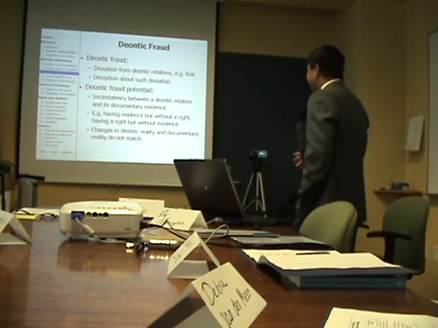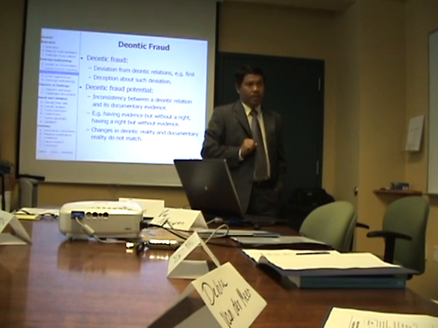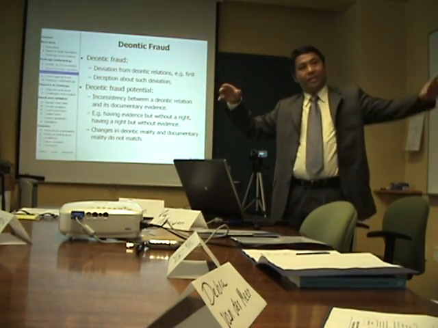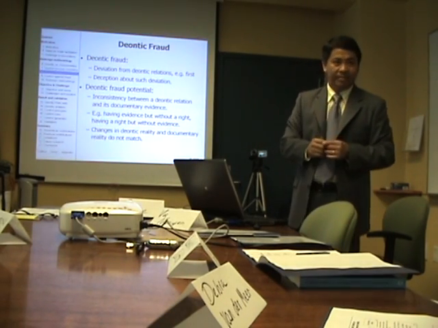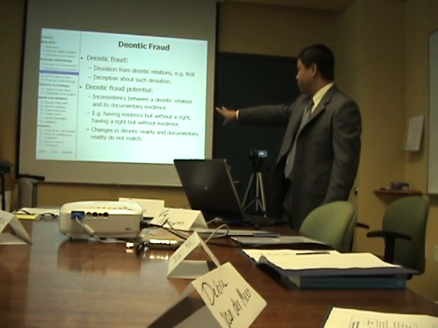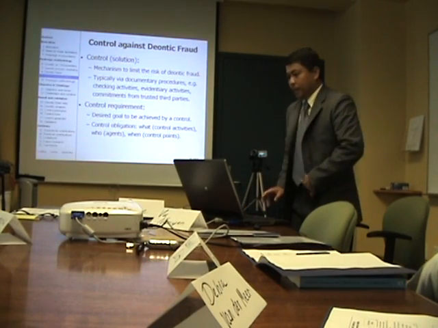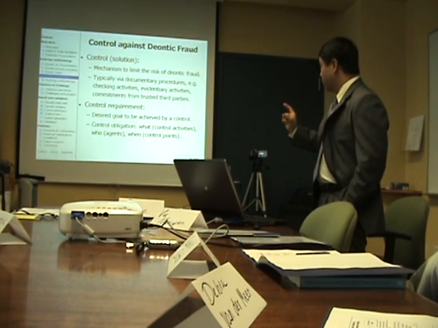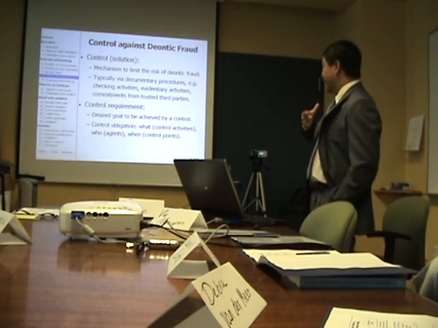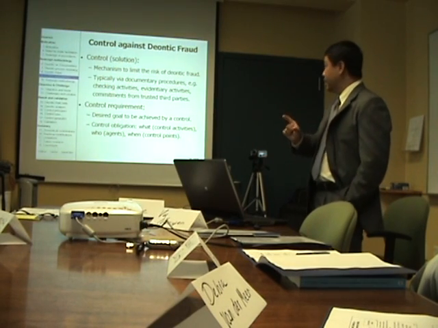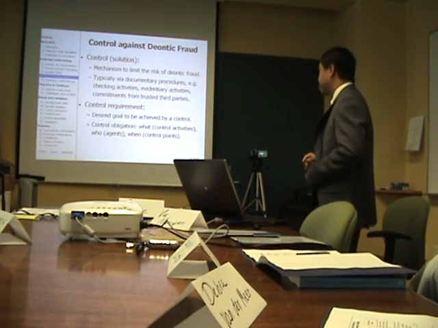Right. And this will happen because the chain in deontic reality and documentary reality do not match with each other. You lost the driving license, however, the right is still there. Or your right has been revoked, but by some way you have a copy of the driving license. In that case, there is a mismatch between the chain in deontic reality and documentary reality. So I define control here. The term control used in this dissertation is defined as a mechanism that the trading party uses to limit the risk of deontic fraud, the deontic fraud that was defined in the previous slide.